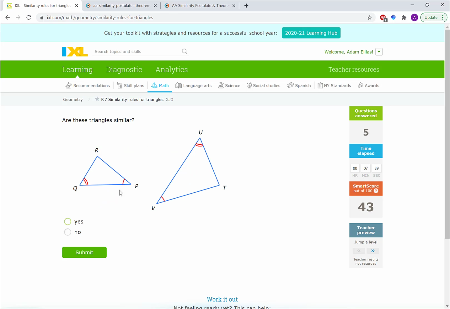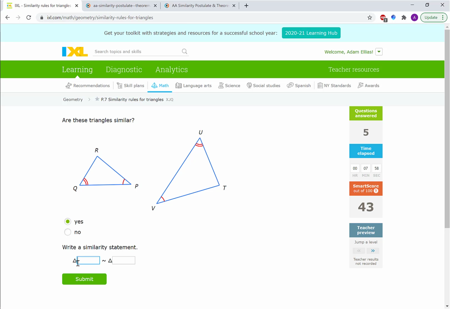And here's another way they're going to show you that angles are the same. These are called congruence marks. So even though they don't tell me the numbers, this has 2 marks, which is congruent to U, which has 2 marks, and P, which has 1 mark, is congruent to V, which has 1 mark. Therefore, the triangles are similar because 2 angles are the same.